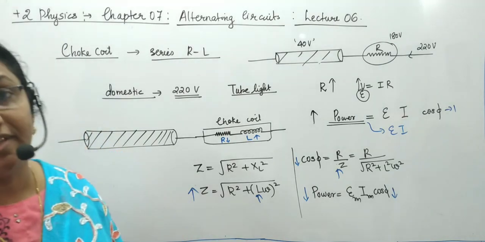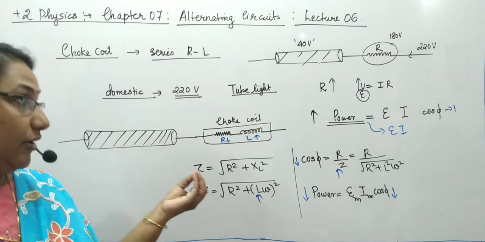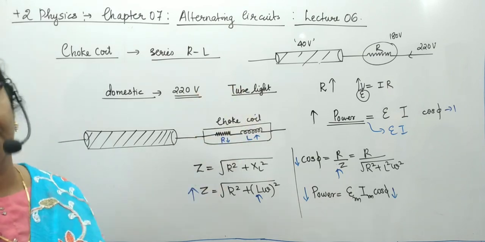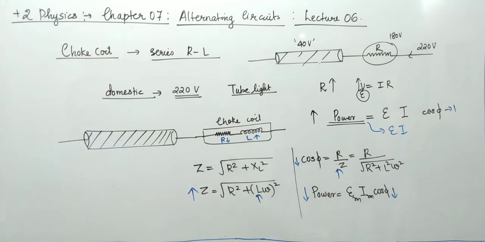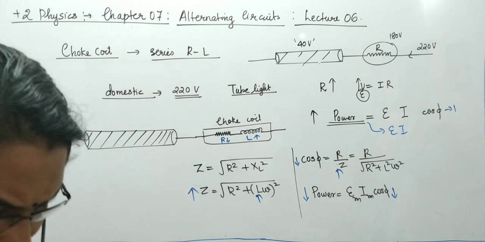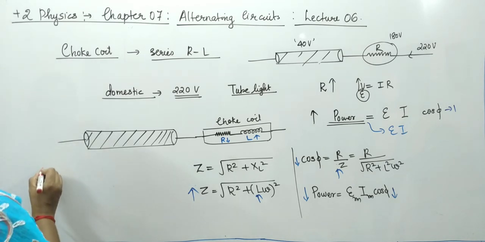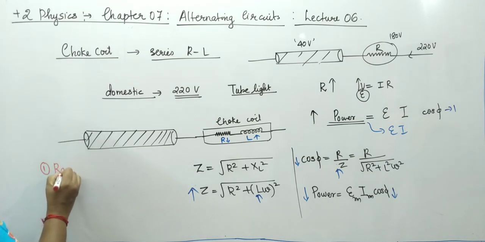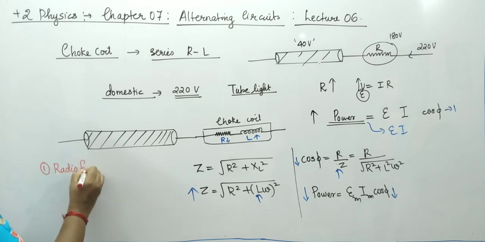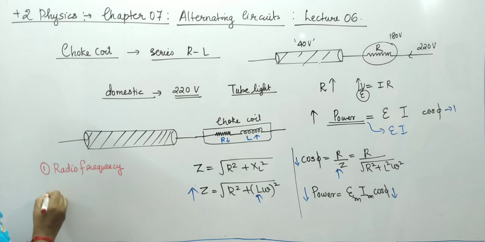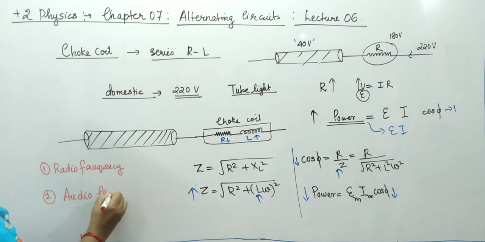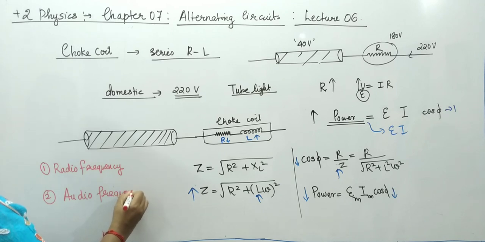Okay, there is no wastage of power. We use the RL circuit for this purpose. Clear? So this is a choke coil, and different types of choke coils are obtained. There are mainly two types of choke coils. The first one is called the radio frequency choke coil, and the second one is called the audio frequency choke coil. Clear?